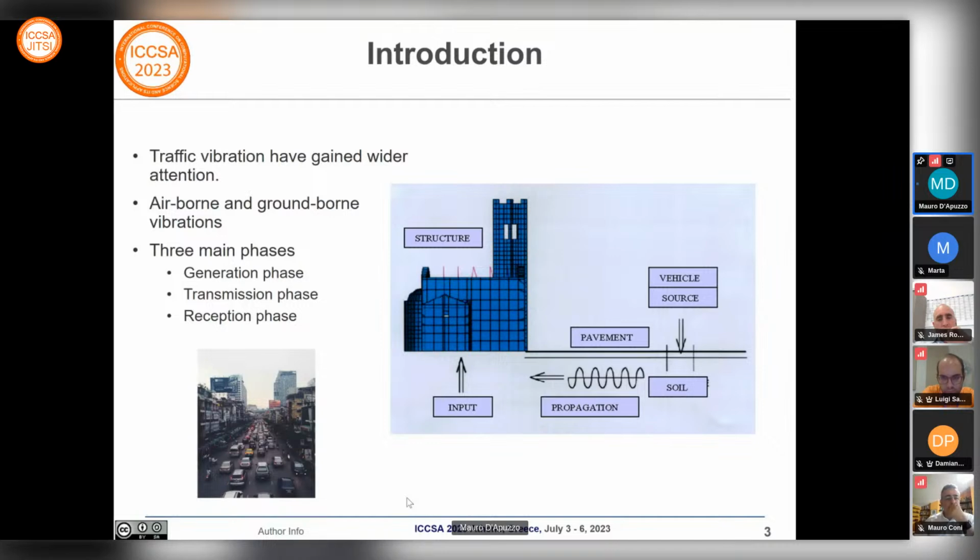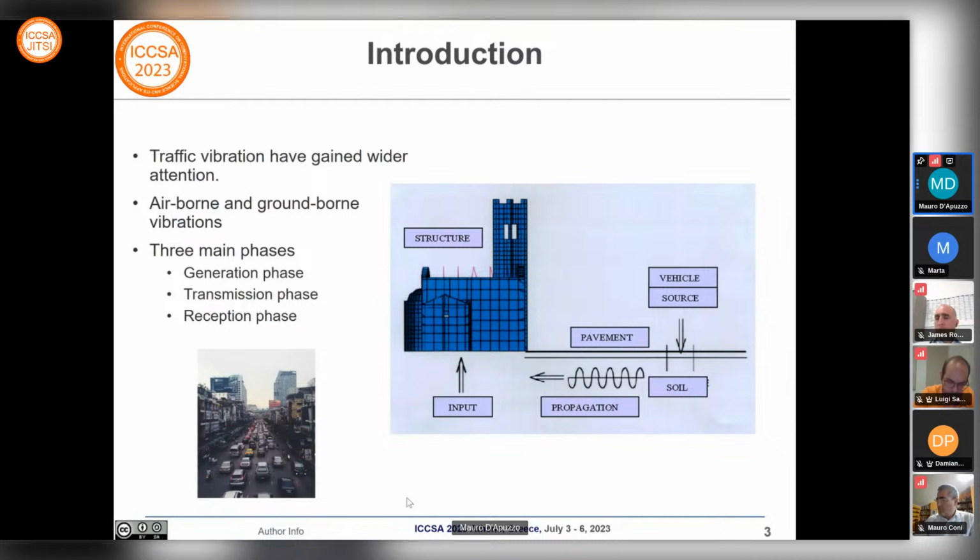And as far as the dynamic interaction is evaluated, you will have the following phase that is named transmission or propagation phase, where you have to consider vibration propagating on the road substructures and through the underlying soil up to the closest building facing the road.